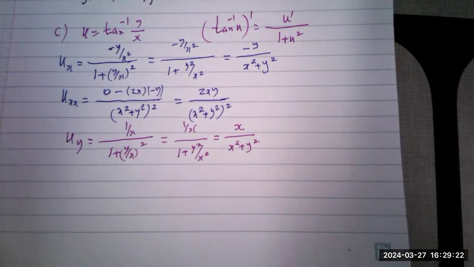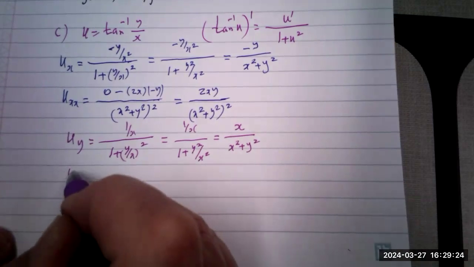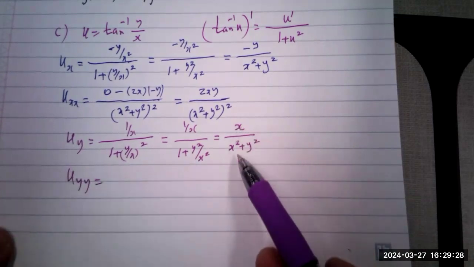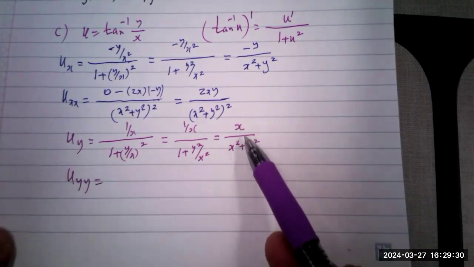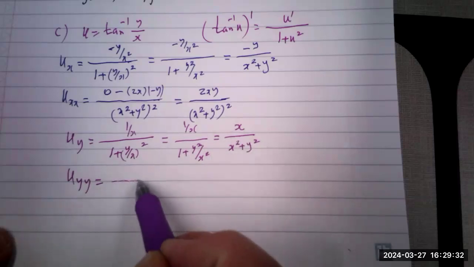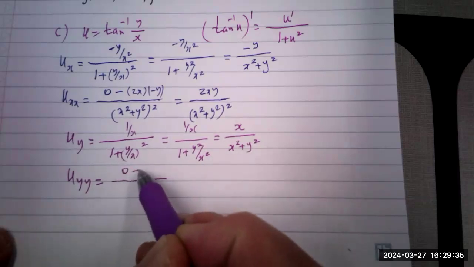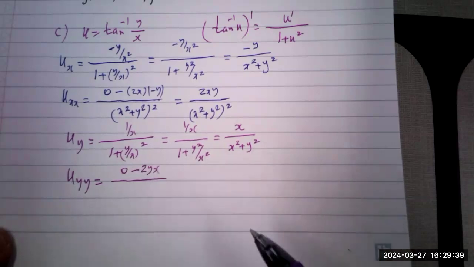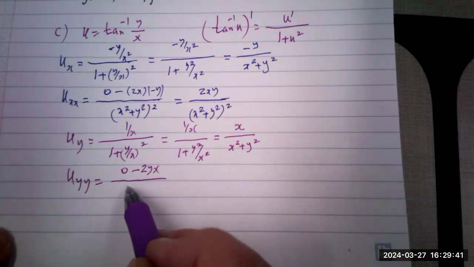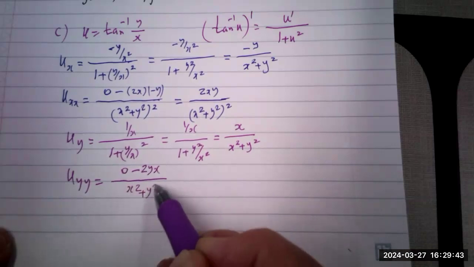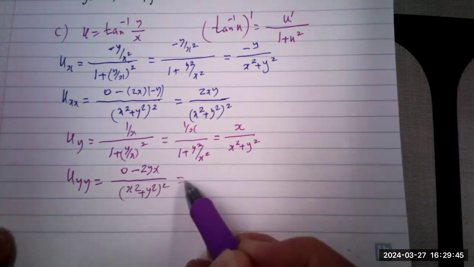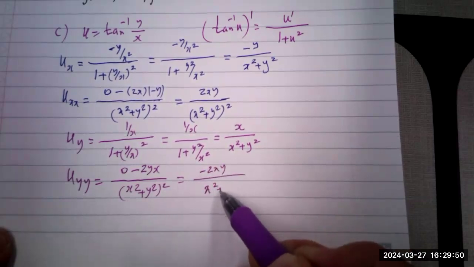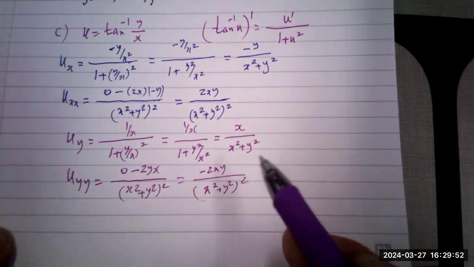Question? Do it again with respect to y. Quotient rule: the derivative of the top times the bottom would be 0 with respect to y. Now the bottom times the top. So 0 minus, with respect to y would be 2y times the top, which is x, so 2yx over the bottom, x squared plus y squared. So this is negative 2xy over x squared plus y squared, all squared.